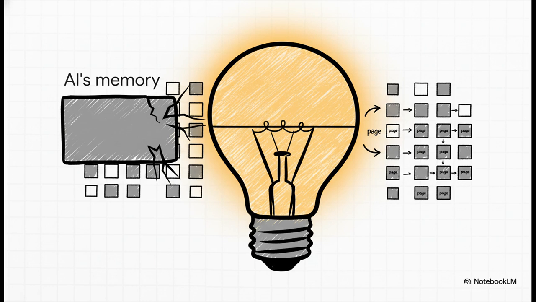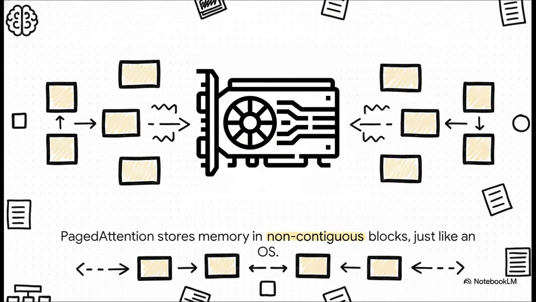What if we stopped trying to find one massive, perfect parking spot for the AI's memory and instead just treated it like an OS does, breaking it up into little pieces that can fit anywhere? And that's precisely what PagedAttention does. You can see it in this diagram. The pieces of the AI's conversation, its memory, they don't have to be neighbors anymore. They can be stored in all these separate little blocks, wherever there's space. And just like that, the whole waste problem, gone.